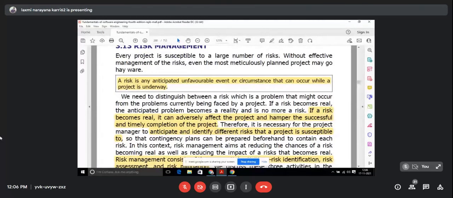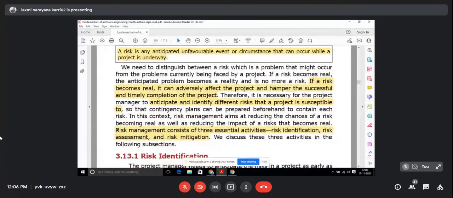And anticipating and identifying the different risks of the project is important. To identify the risks, we categorize them into different groups. Risk management consists of three essential activities: risk identification, where the risk is identified; risk assessment, which means assessing the probability of the risk happening in the project; and risk mitigation, which means decreasing the severity of the risk.